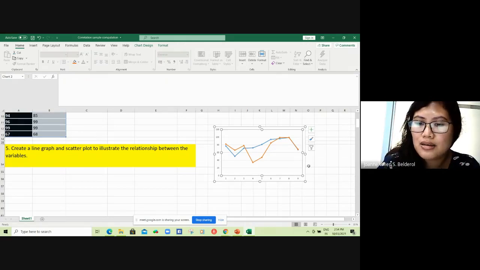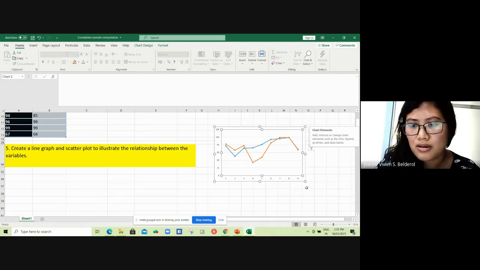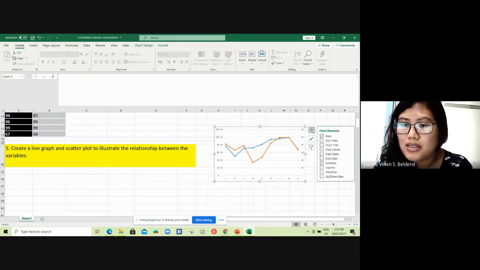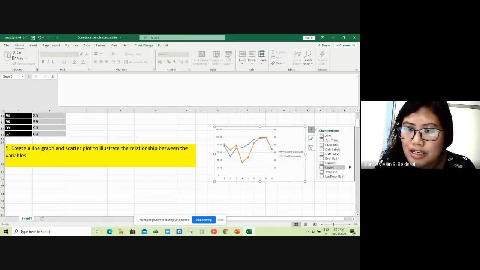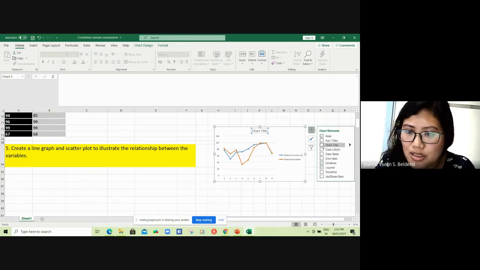Now notice, this is now your line graph. Click the line graph. You click the green cross or chart elements. You click legend, and also data labels. You can also add a chart title.